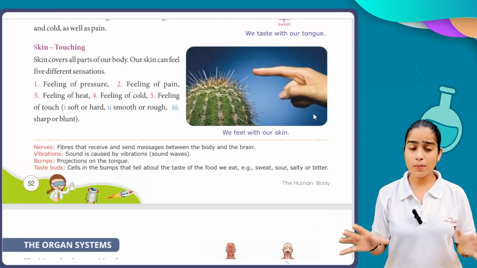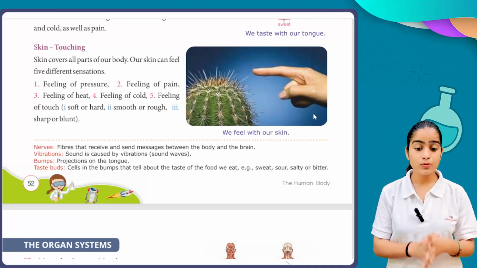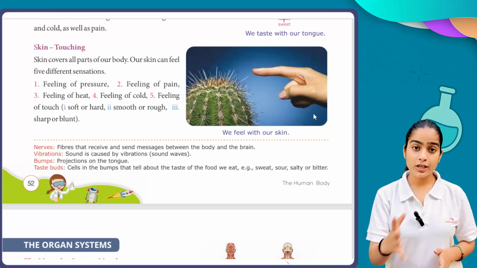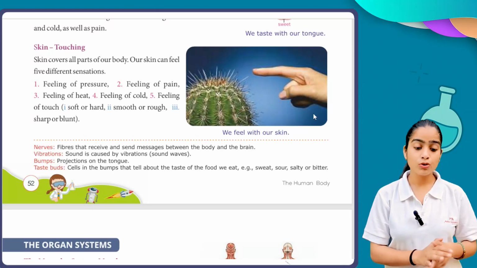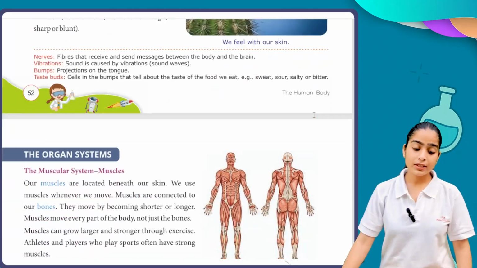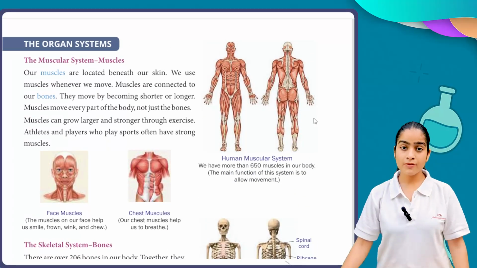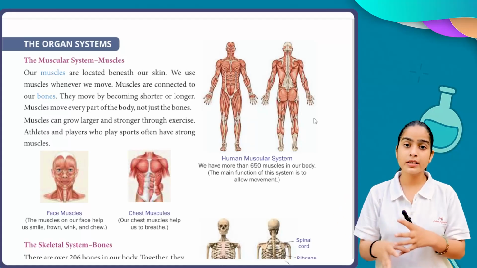We already know about good touch and bad touch, right, students? So touch differentiates among these 3 groups: soft or hard, smooth or rough, and sharp or blunt. So we can observe it. After this, we have the organ system. It means we have some kind of group of organs which are doing the same function.